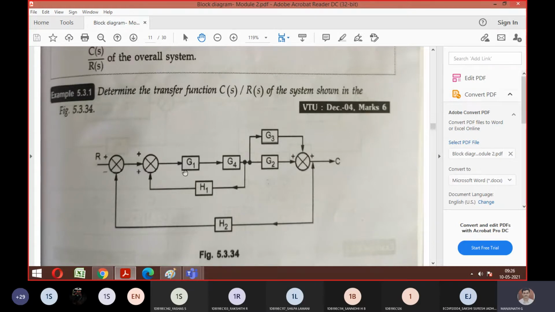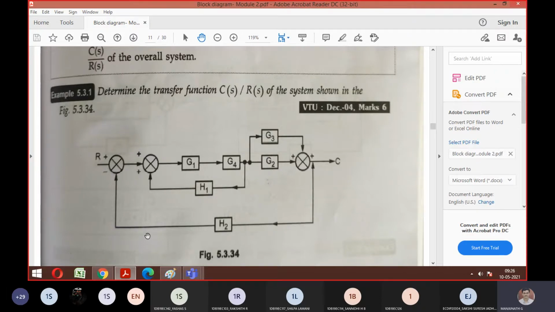So these two combined, what is the answer you're going to get? A single block. So is it G1 G4 into (G2 plus G3) whole divided by 1 minus G1 G4 H1? Okay now? Yes, sir. Then that will be elimination with respect to H2. So what is the answer now? This complete answer is what I told: G1 G4 into (G2 plus G3) whole divided by 1 minus G1 G4 H1. That is your numerator part.